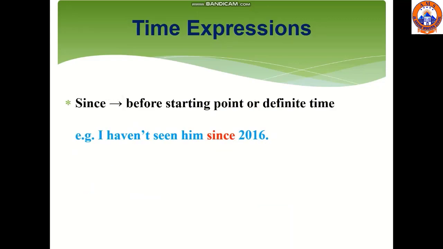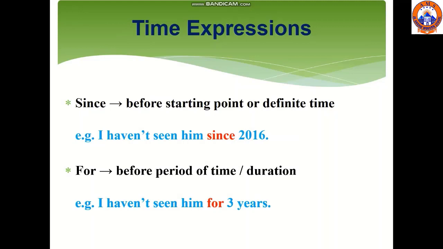We have since. Since is used before starting point or definite time. As you see in the example, I haven't seen him since 2016. So 2016 is a definite time, so we used since. For, we used for before period of time or duration. As you see in the example, I haven't seen him for 3 years. 3 years is not a starting point, it's a duration, so we used for.